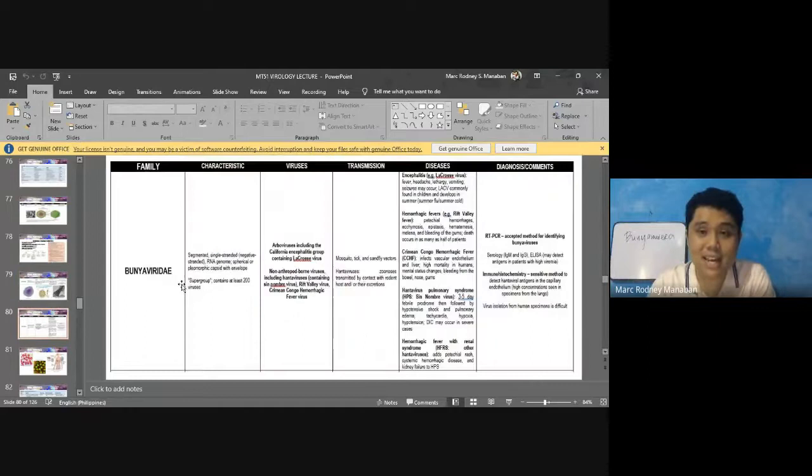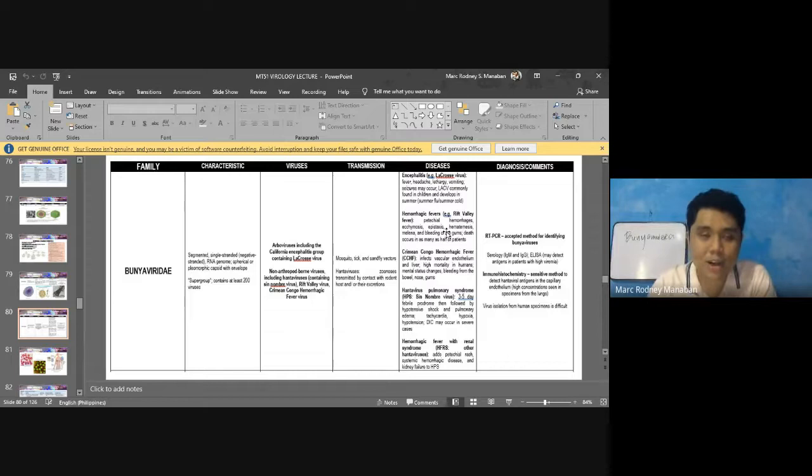Now, for diseases, of course, it can cause encephalitis, so the brain becomes inflamed. This is caused by the La Crosse virus and the California encephalitis viruses. It's found usually in children and develops in summer. That's why it's called the summer flu or summer cold. Hemorrhagic fevers, of course, are caused by the other arboviruses such as Rift Valley fever.